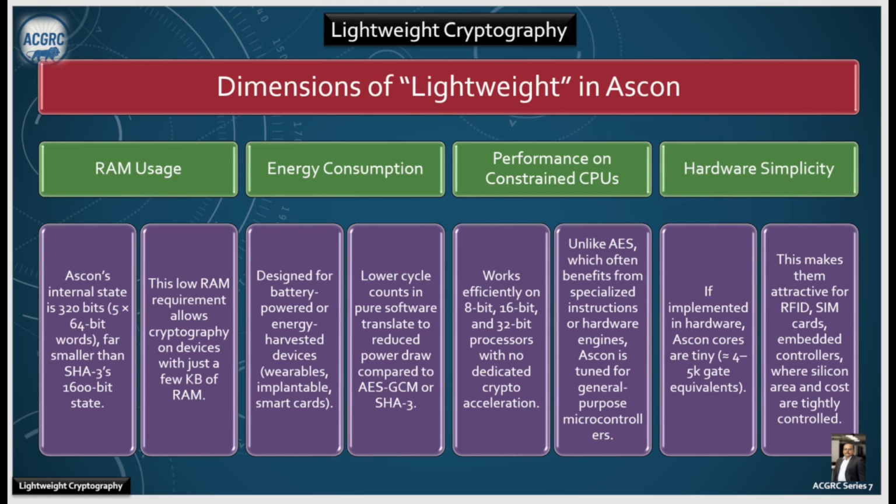Lower cycle counts in pure software translate to reduced power draw compared to AES-GCM or SHA-3. From a CPU performance perspective, it works efficiently on 8-bit, 16-bit, or 32-bit processors with no dedicated crypto acceleration. Unlike AES, which often benefits from specialized instructions or hardware engines, Ascon is tuned for general purpose microcontrollers.